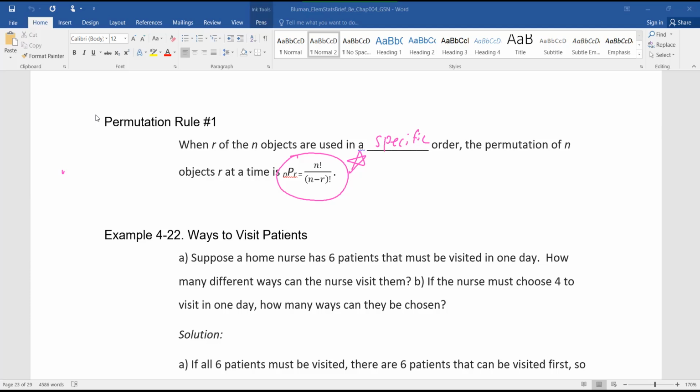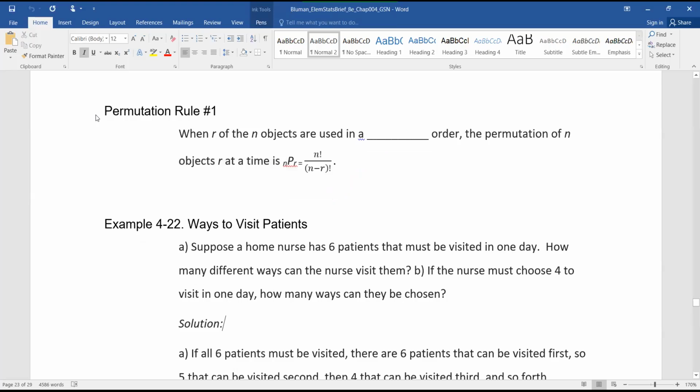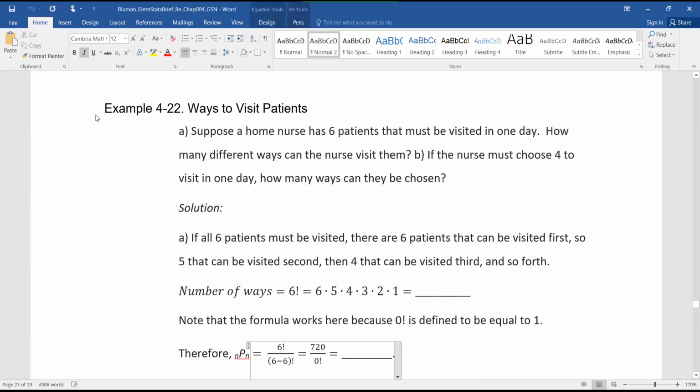All right. Let's do a problem with permutation. In example 22, it says ways to visit patients. Suppose a home nurse has 6 patients that must be visited in one day. How many different ways can the nurse visit them? And then B, if the nurse must choose 4 to visit in one day, how many ways can that be chosen? So if all 6 patients must be visited, then there are 6 patients that can be visited first. Then 5 can be visited second, then 4 third, and so forth.